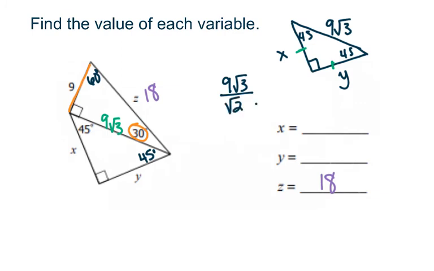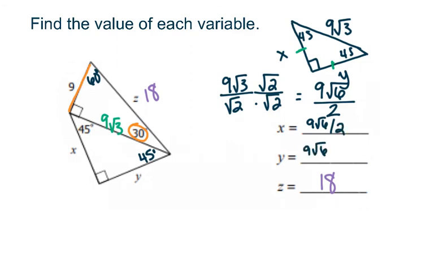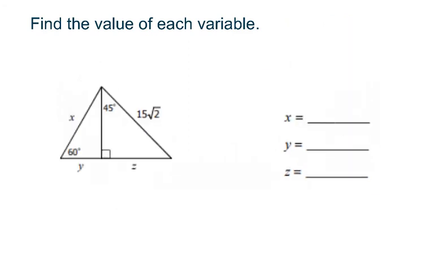Can't have a radical on the bottom, so I multiply by the radical on the bottom. The top becomes 9 because it's the only number outside. The radical, I'm going to multiply the numbers inside. 3 times 2 is 6. And on the bottom, that becomes 2. So both of my answers, x and y, are 9 square roots of 6 over 2. That one's pretty tricky. Alright, I want you to try this one all by yourself.